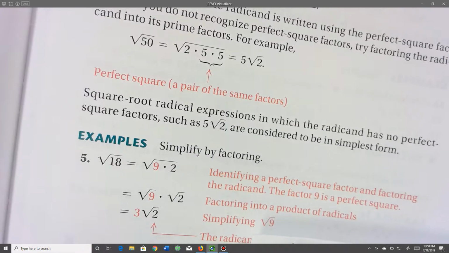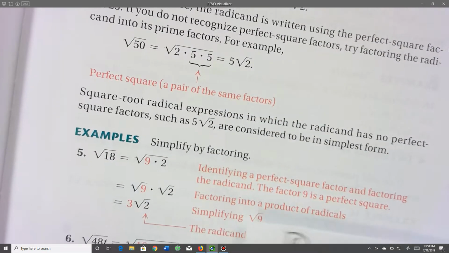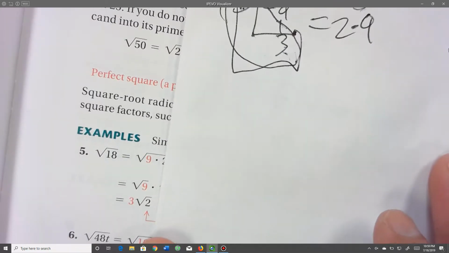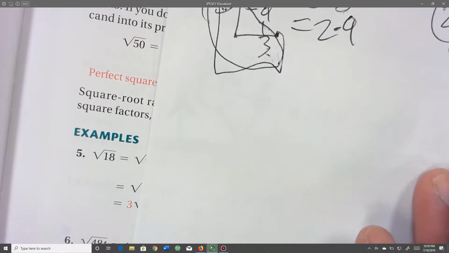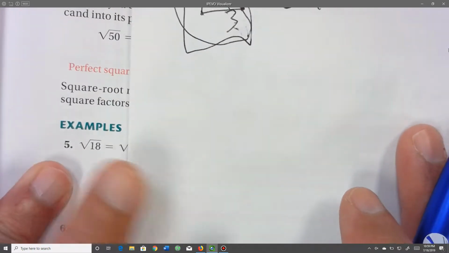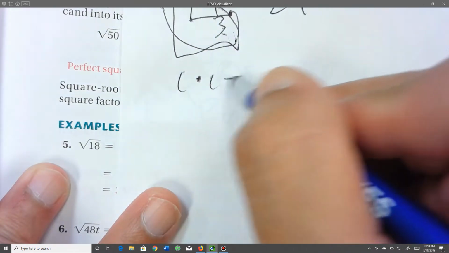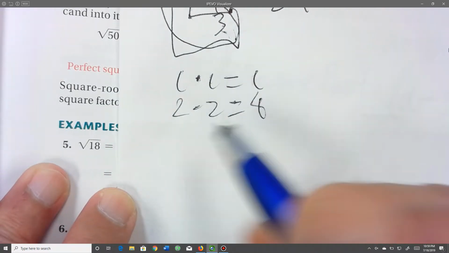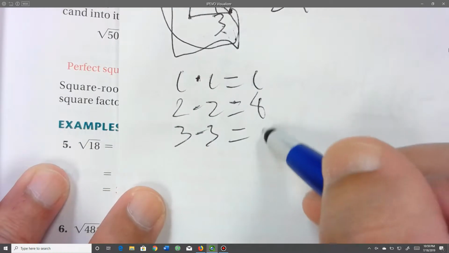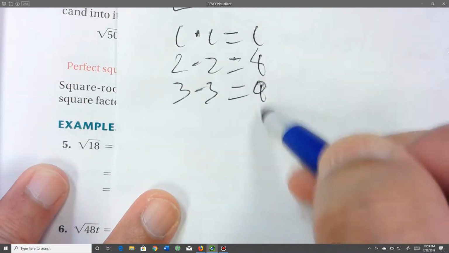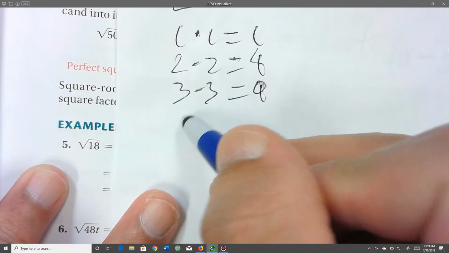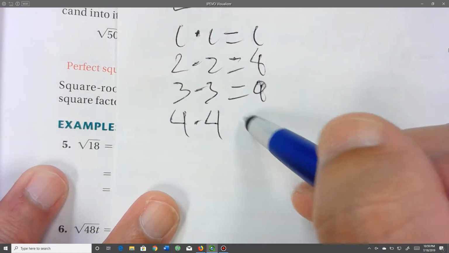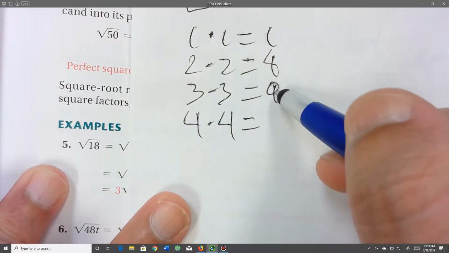Okay, so just in case you don't know what the perfect squares are, and if you want to know what some of them are, just multiply two numbers together. Start with 1. 1 times 1 is 1. 2 times 2 is 4. That's a perfect square. 3 times 3 is 9. That's a perfect square. And then just memorize them, get familiar with them. You don't have to memorize them for this class if you don't want to, because if you do prime factorization, you are able to find these perfect squares.